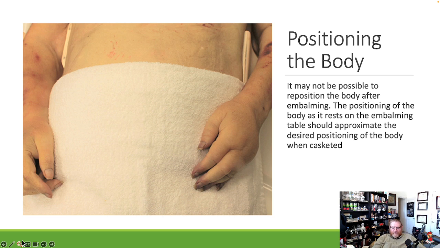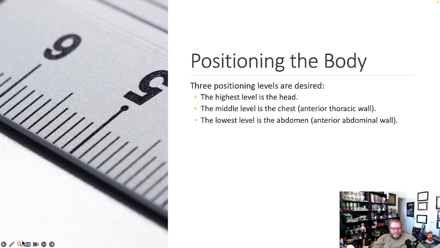The positioning of the body as it rests on the embalming table should be the approximate positioning of the body while casketed for most comfort. Three positioning levels are desired. The highest level is the head. The middle level is the chest. The lowest level is the abdomen. And the reason is the body is going to be sitting on a pillow. The chest should be up, and then the legs slightly depressed. Anything that is going to migrate, any liquid that will move, will go away from the head and into dependent areas of the body where it will not be seen more than likely.